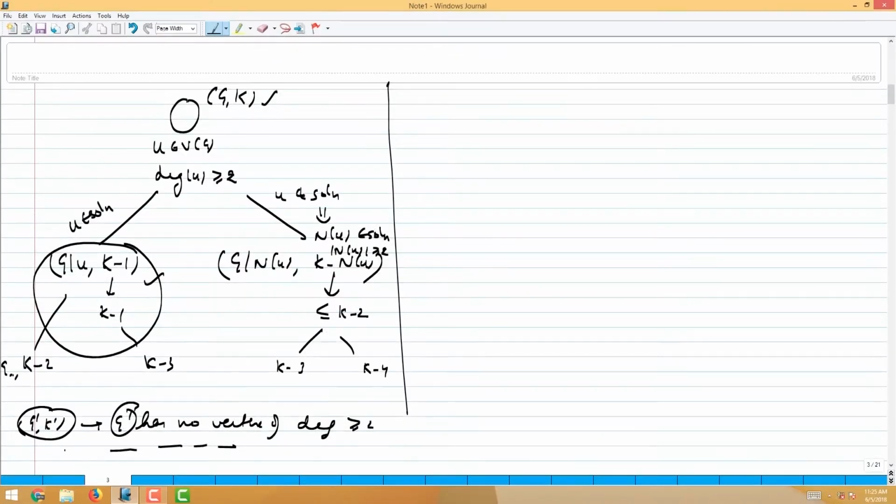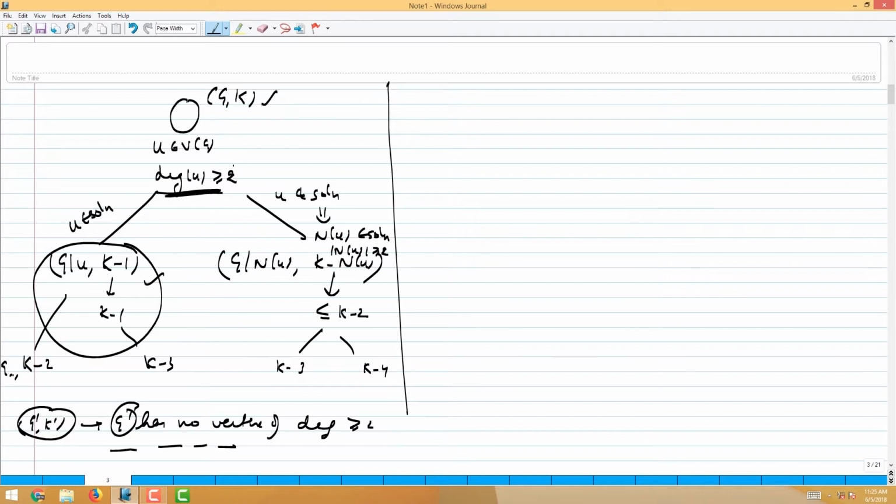So we can always branch on vertices of degree at least 2, and if a graph has no vertex of degree at least 2, we know that such graphs can be solved very easily. So you don't branch further. These will be the leaves of your branching tree. So again, you can always do this kind of branching: get a vertex of degree at least 2, branch.